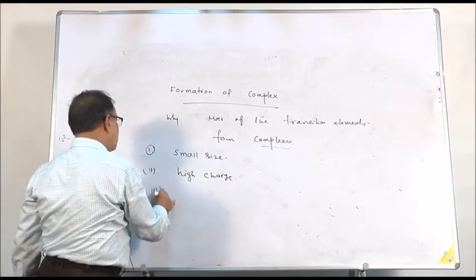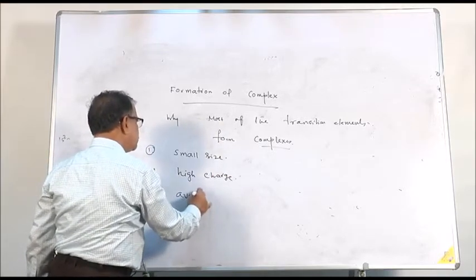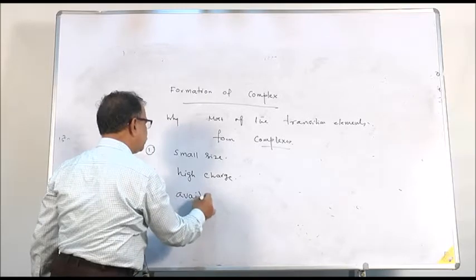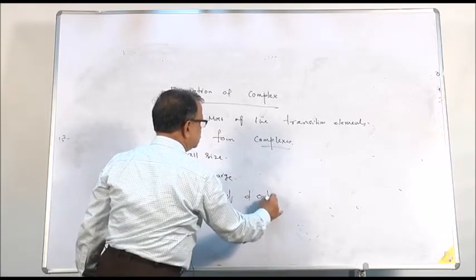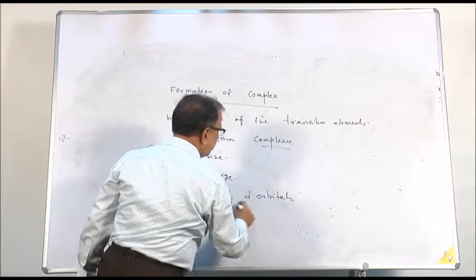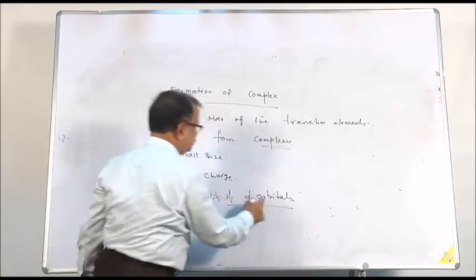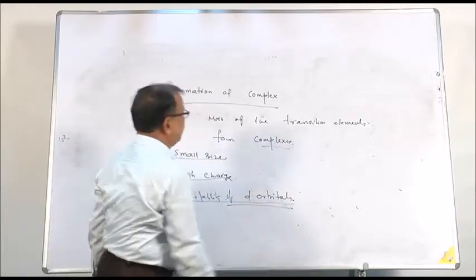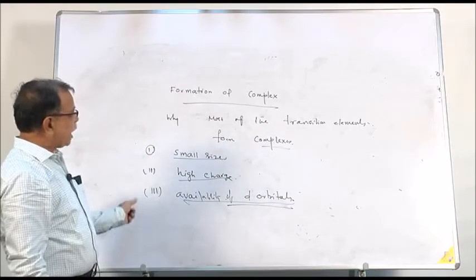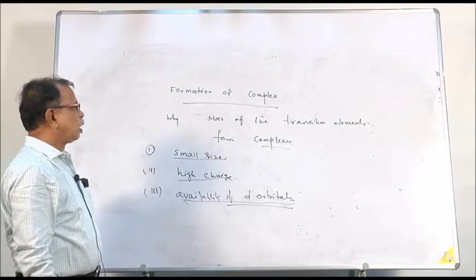Number 3: availability of suitable orbitals, that is, availability of d orbitals for hybridization. So small size, high charge, and availability of d orbitals. So all the transition elements form a number of complexes.